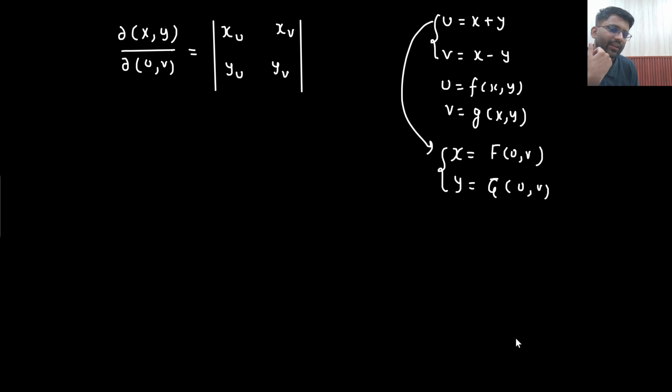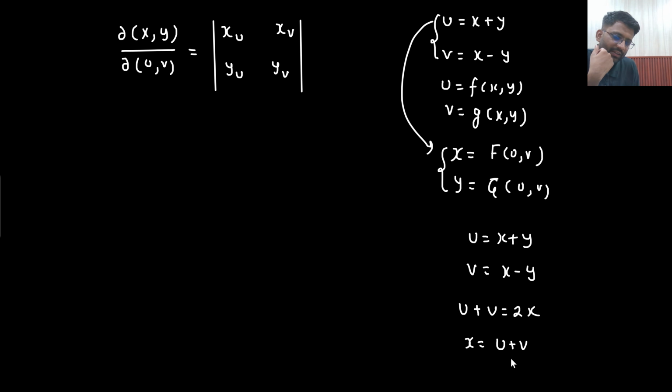From these two, this is what I need to do. What is given? u equals x plus y is given, and v equals x minus y is given. If I add both of these equations, what will I get? u plus v equals 2x. So what is the value of x? (u plus v) divided by 2. And if I subtract both of these equations, what will I get? u minus v equals 2y. So what is the value of y? (u minus v) divided by 2.